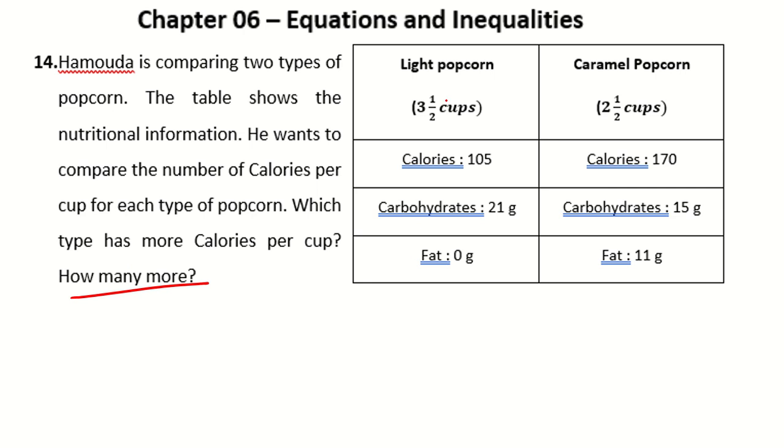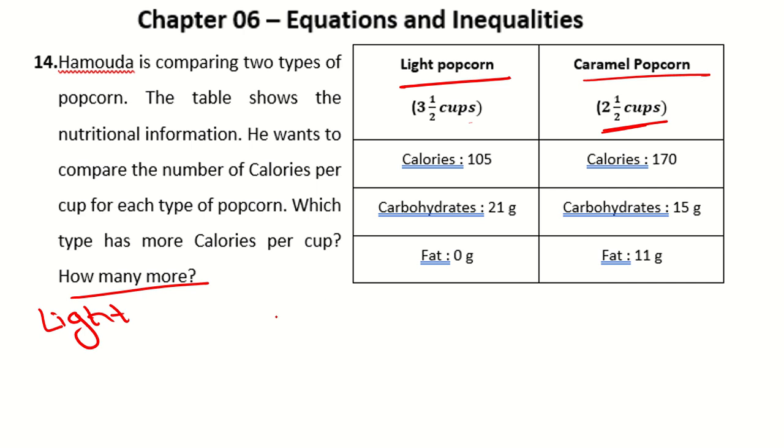So light popcorn is one type and caramel popcorn is another type. Okay. It has 3.5 cups. It has 2.5 cups. So whatever amount of calories is given, it is for 3.5 cups for light popcorn, and for caramel popcorn it is 170 calories in 2.5 cups. Okay. So what you are going to do? You have to find for 1 cup of popcorn.